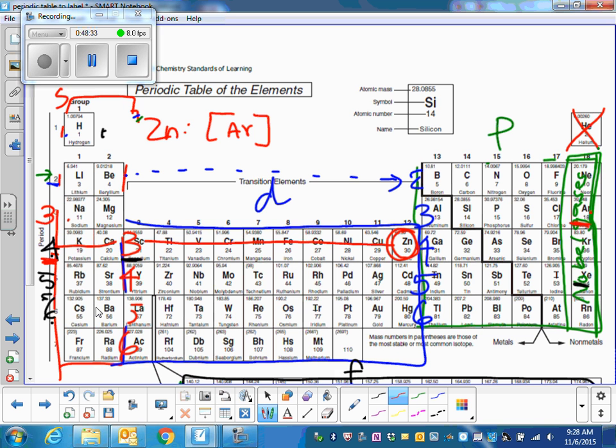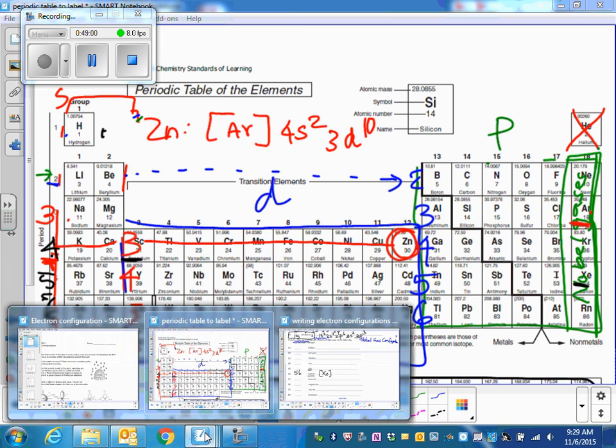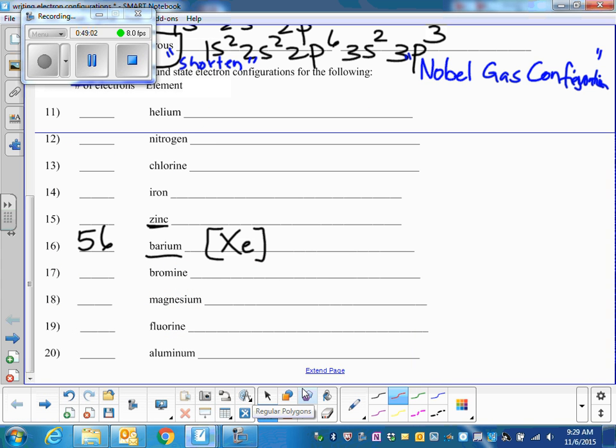After argon, what is my next energy level? 4. 4s2. What comes after 4s? 3d10. And that is my noble gas configuration for zinc. Helium, you just do 1s2. Helium is a special case, and I shouldn't have asked that on your paper. You just write helium is 1s2.